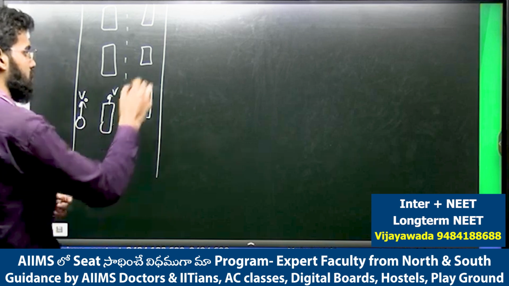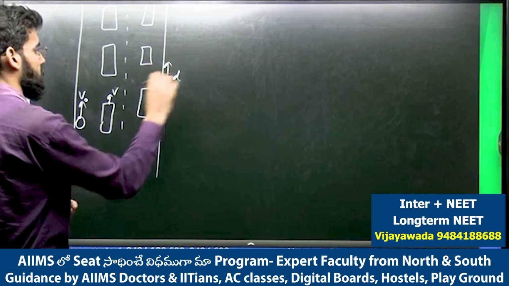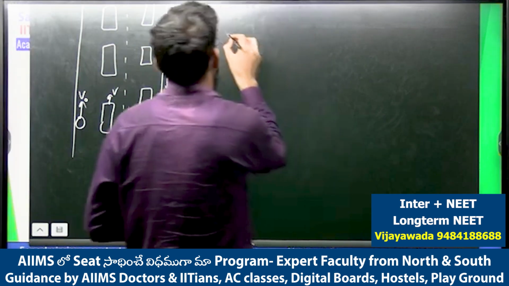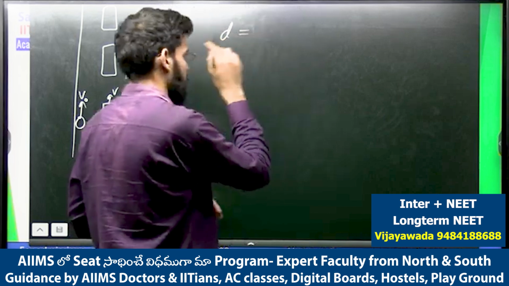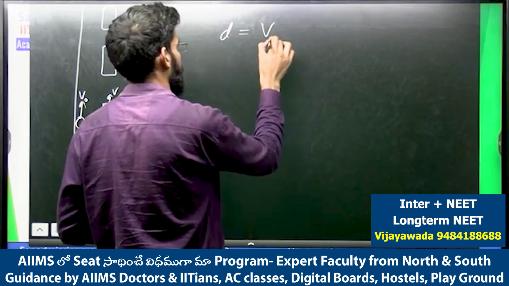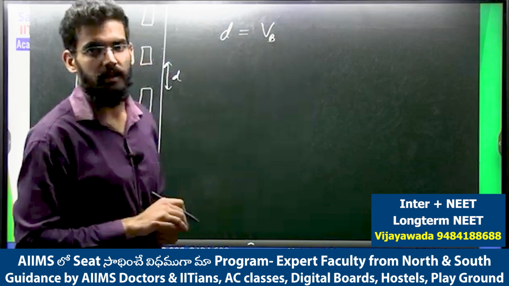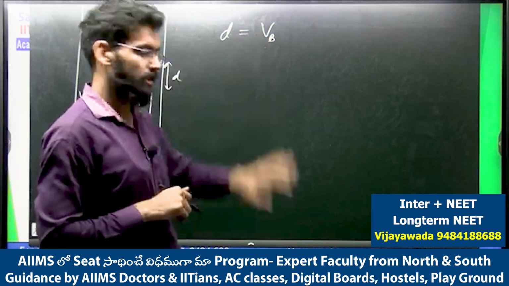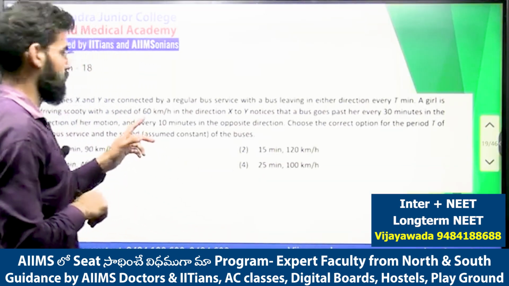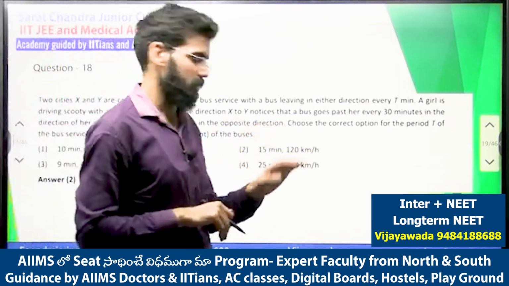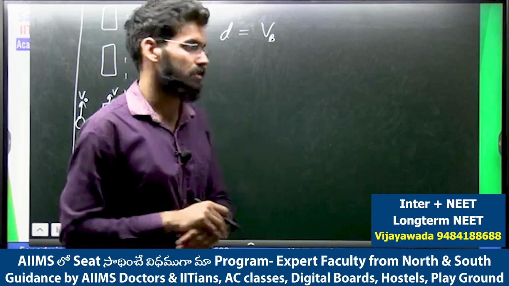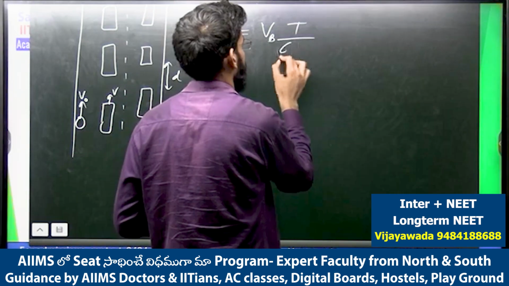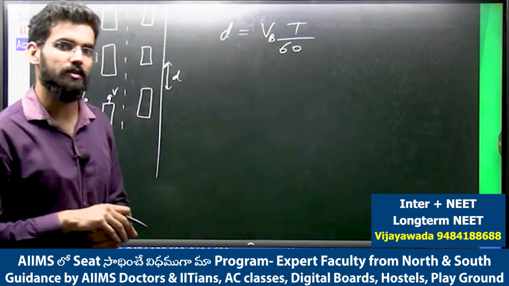How we will solve this is, let's assume the separation between the buses is d. Originally you can write d as the velocity of the bus, let's say VB, into time, capital T. The speed is given as 60 km per hour, so let's calculate everything in kilometers and hours. But capital T is given in minutes, so we write capital T by 60. This is the distance between two consecutive buses.